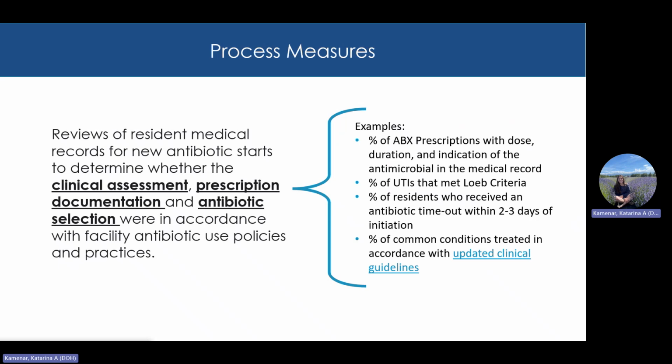Some examples of process measures are the percentage of antibiotic prescriptions that have dose, duration, and indication of the antimicrobial in the medical record, the percentage of urinary tract infections that met Loeb criteria before prescribing antibiotics, and the percentage of residents who received an antibiotic timeout within 2 to 3 days of initiation. And then you can also track the percentage of common conditions treated in accordance with updated clinical guidelines. I link to the Pacific Northwest antibiotic use guidelines here, so you can check those out if you're wondering what those may be.